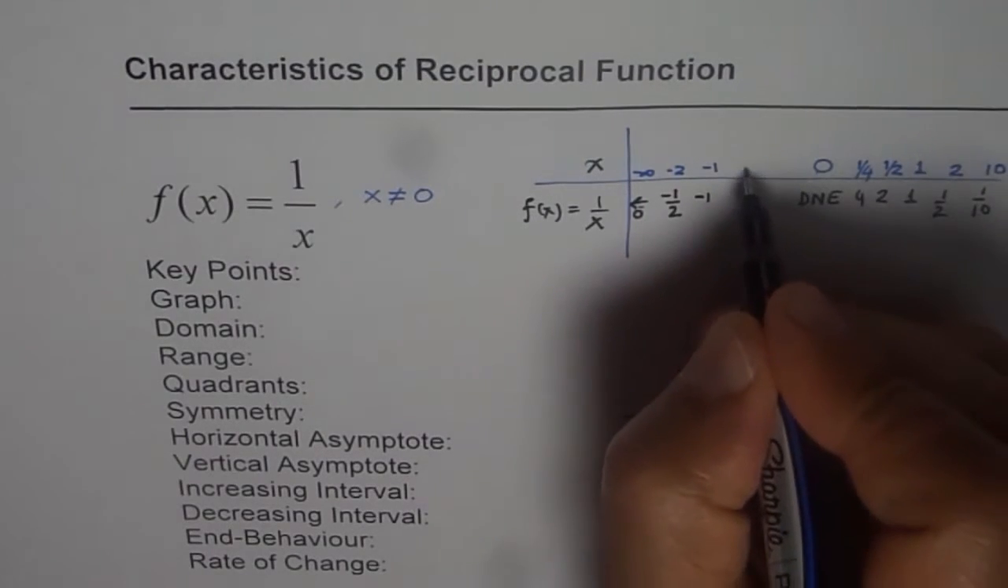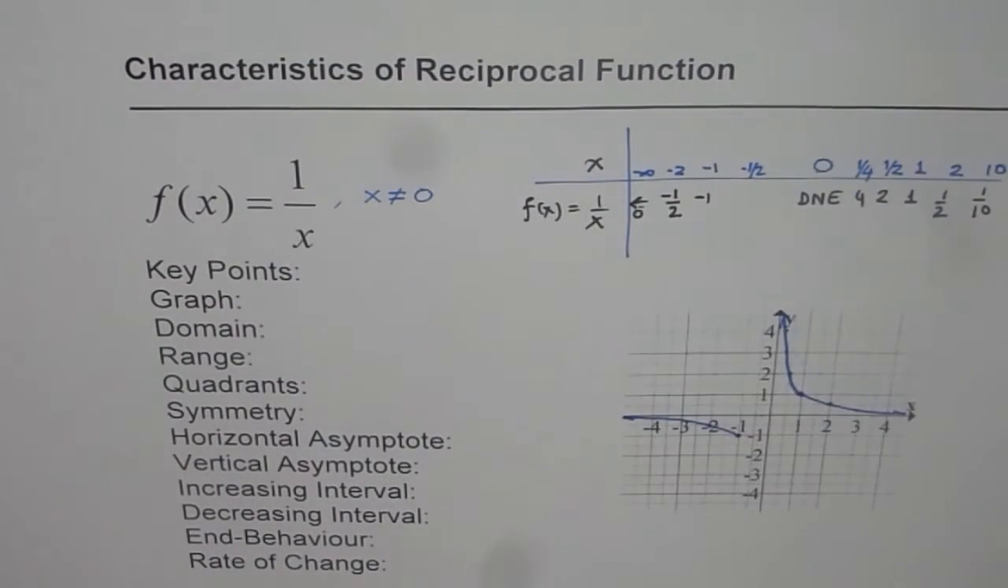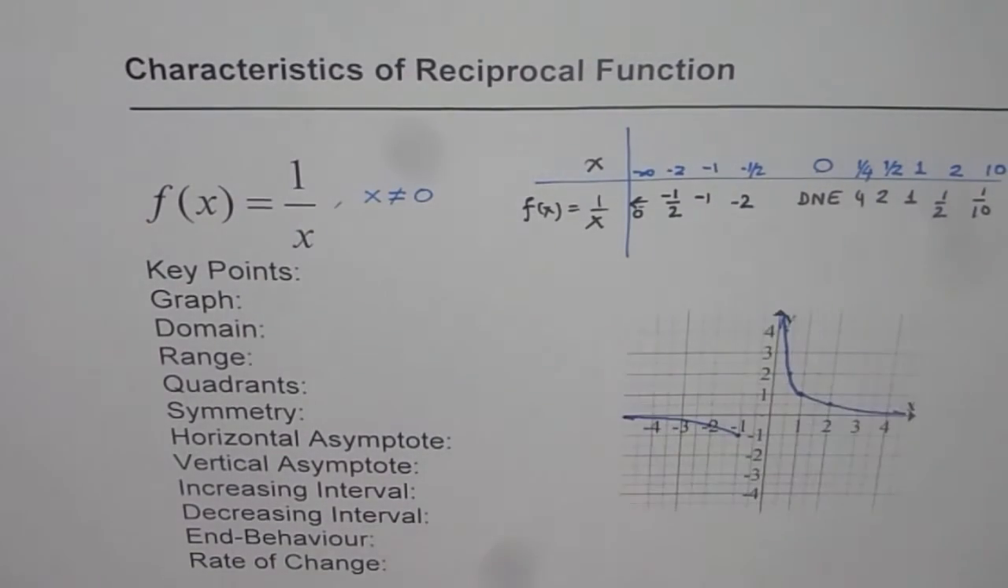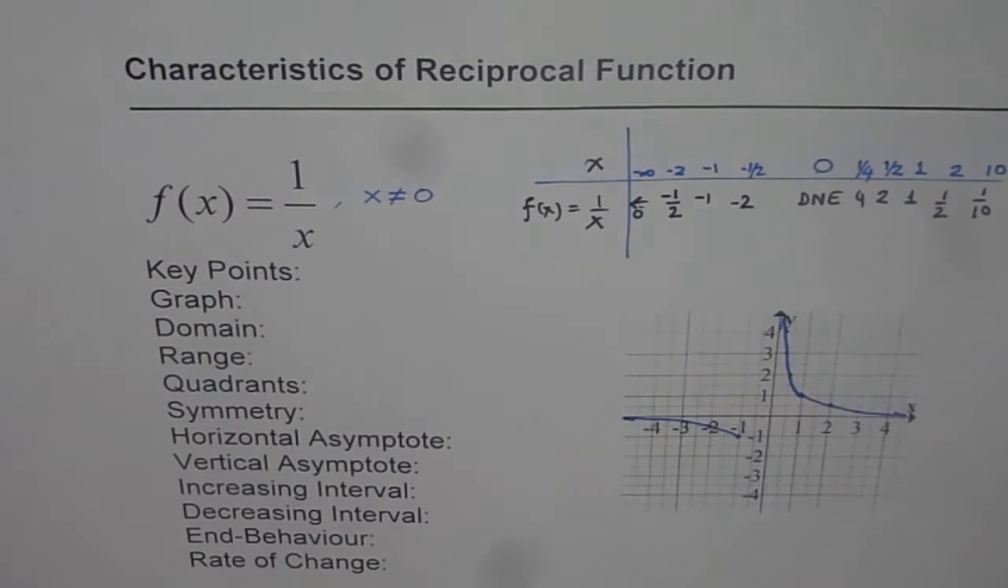In that case, let's say minus half. The reciprocal will be negative 2, right? Reciprocal of a negative number is always negative. Reciprocal of a positive is always positive. That is one thing which you have seen here, right?